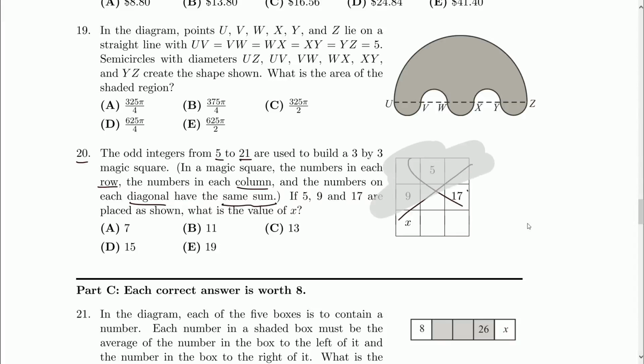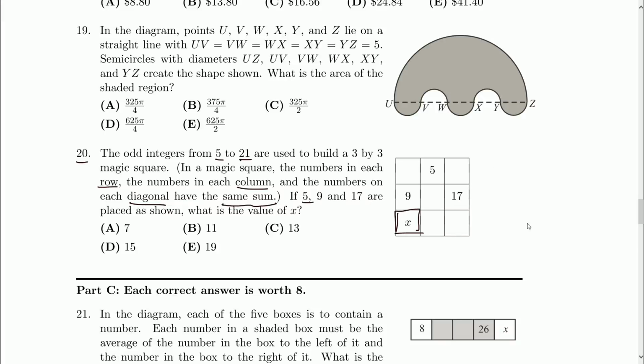You can have other ones where the product in every row, column, and diagonal is the same, or other such things. You can get what are called geometric magic squares, and there's some nifty stuff out there, but we're not really going to get into it. Just a simple Pascal question. If 5, 9, and 17 are placed as shown, what is the value of x?